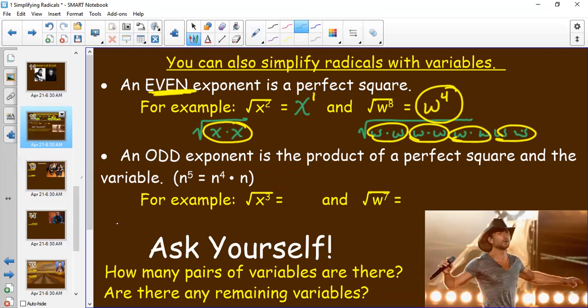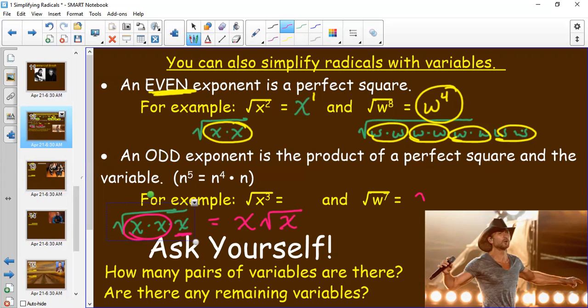So I'm going to expand x to the 3rd, so x times x times x. Again, I say how many pairs are there? So 1. The pairs go out front. So 1 pair, so 1x goes out front. Now the leftovers stay inside the radical. I will always have 1 left over. I can't ever have 2 left over because then it'd be a pair. So the most I could have is 1 left over.